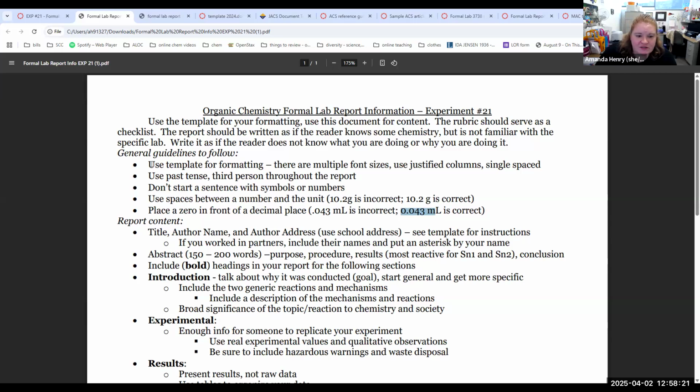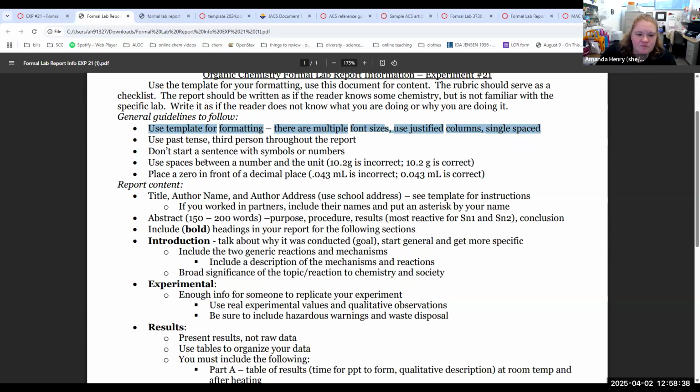The first bullet point says that you want to use the template for formatting. There's a lot of different fonts and sizes, and it's done in columns. We'll see that when we look at the template, but don't try and do it on your own. Make sure you're using that template.